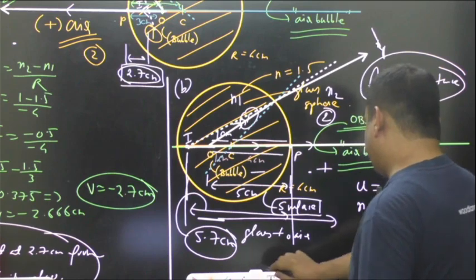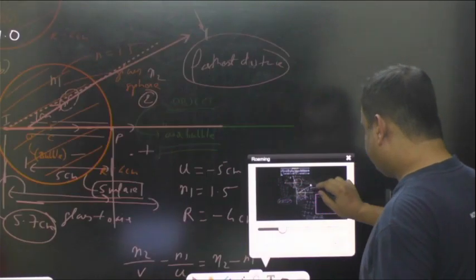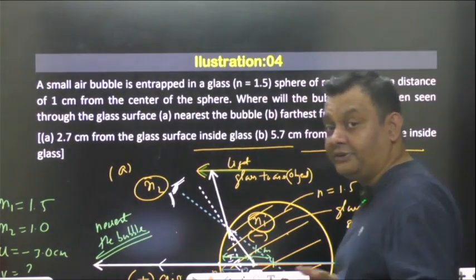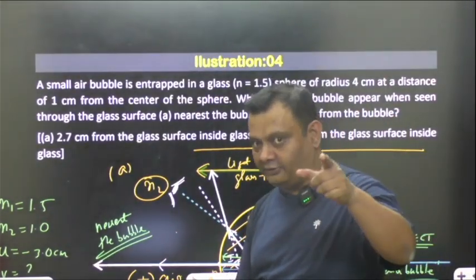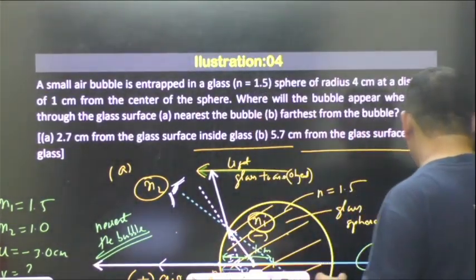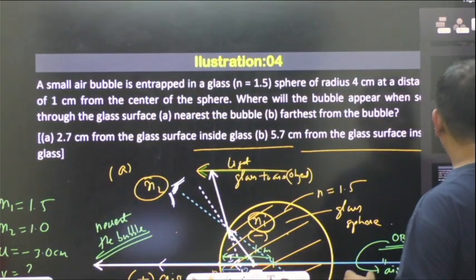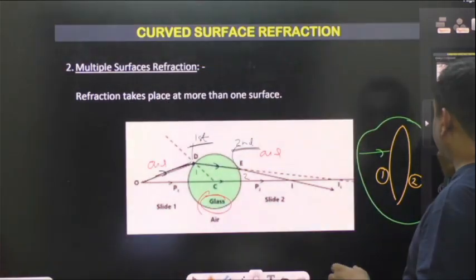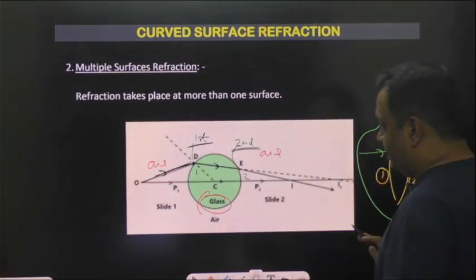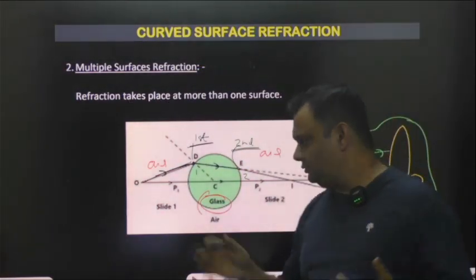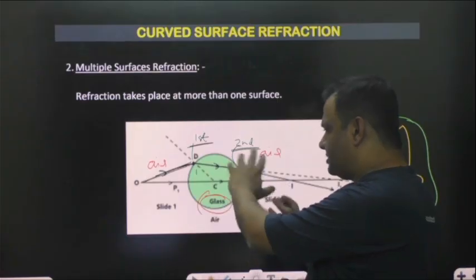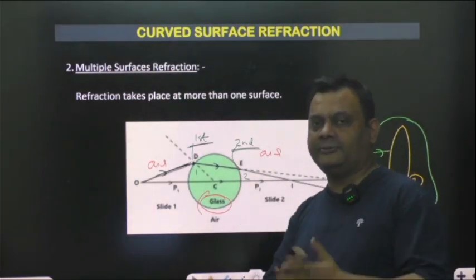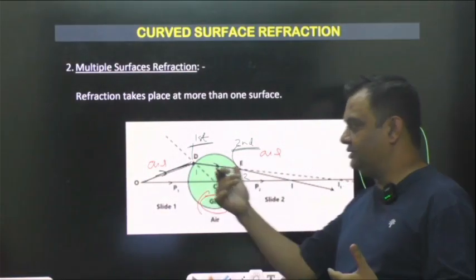So in this lecture we have seen a number of problems involving the application of the curved surface refraction formula for a single surface. Now in the next lecture we will see how we will apply the curved surface refraction formula for multiple surfaces like this. The principle will be the same. We will say the first image will be acting as the object for the second refraction, but before that go through this lecture, absorb all the concepts, then we will proceed with the next lecture.